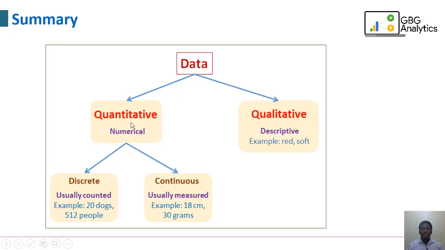We also saw that quantitative data can be divided into two. We have discrete data and we also have continuous data. And we can identify a discrete data by counting. If that thing can be counted, then it is a discrete data. For example, we have 20 dogs in our house. There are 512 students taking this course, and so on. Continuous data, which is also part of the quantitative data, is that you need to measure it. For example, your weight, your height, the temperature in a room, and so on and so forth.